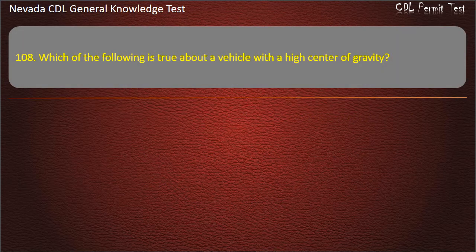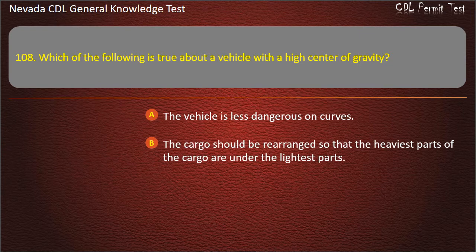Question 108. Which of the following is true about a vehicle with a high center of gravity? The vehicle is less dangerous on curves. The cargo should be rearranged so that the heaviest parts of the cargo are under the lightest parts. The vehicle is less likely to tip over. Answer: The cargo should be rearranged so that the heaviest parts of the cargo are under the lightest parts.